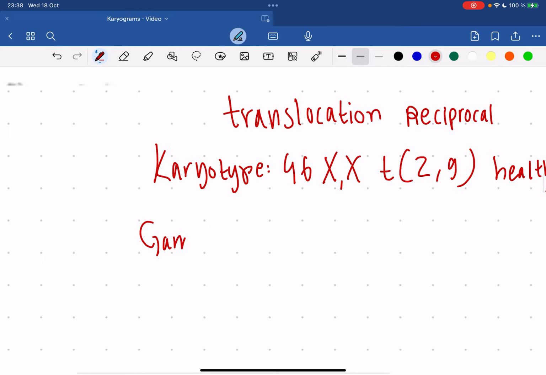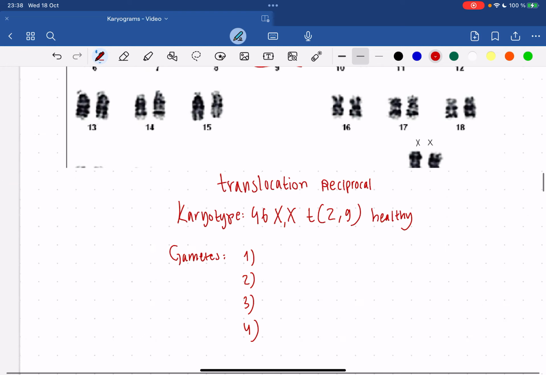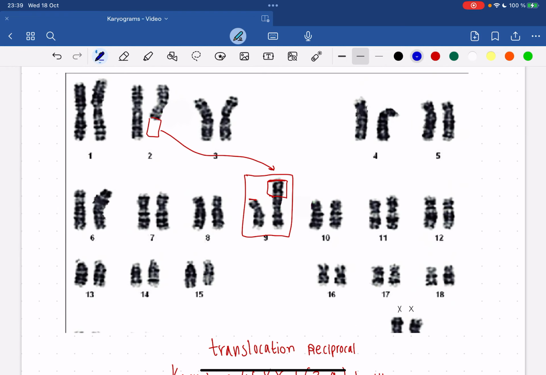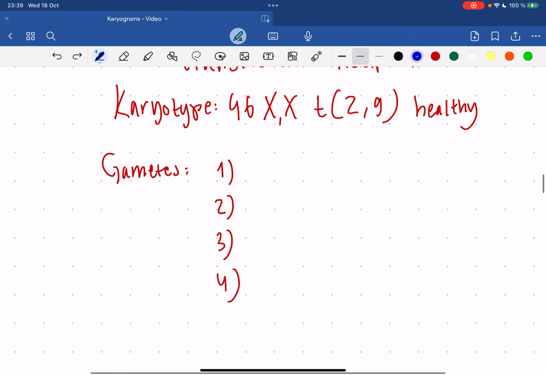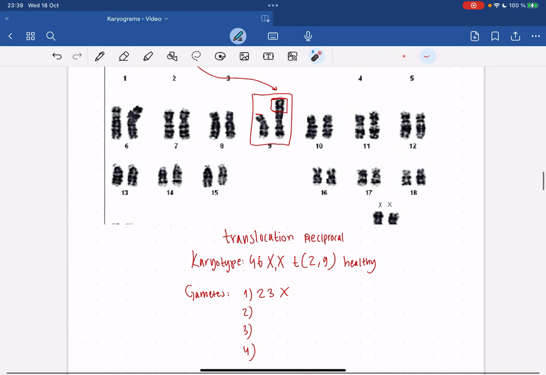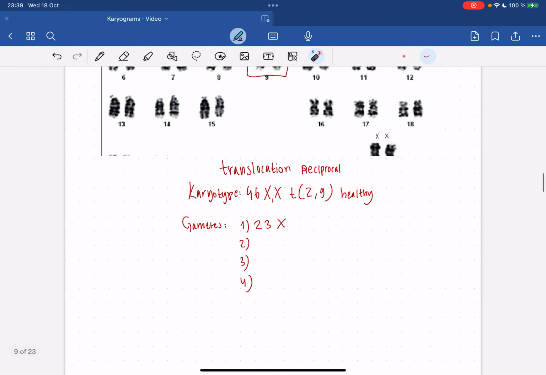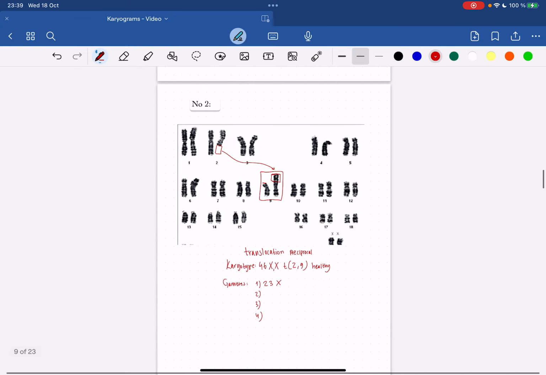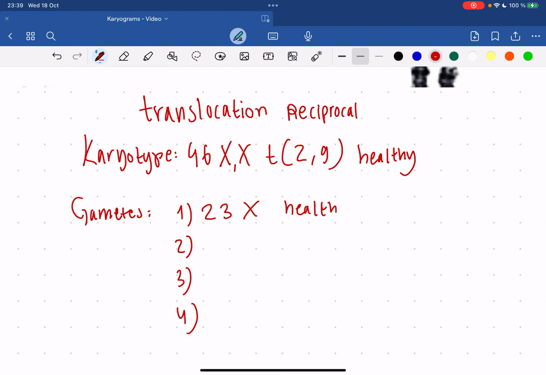Now for his gametes. If you remember, reciprocal translocation always has 4 different types of gametes, but let's write them down off the top of our head. So number 1 is the normal type. That means that we're only taking the normal looking chromosomes, this one and this one, into account when we're splitting it all into 2, right? So the normal one would be 23X. And remember, only X, not X or Y. Why? Because this person only has 2 X chromosomes, so there is no Y. This person would be, of course, healthy because there is no issue.